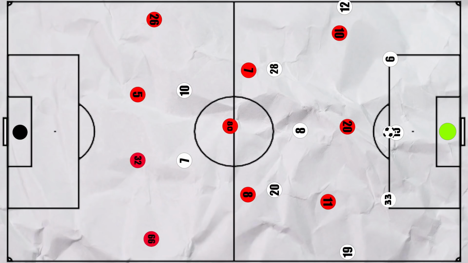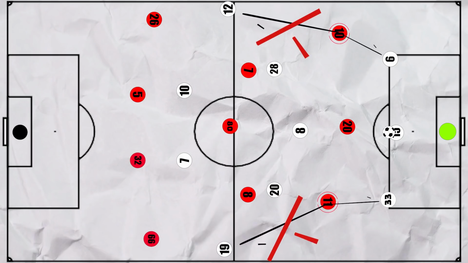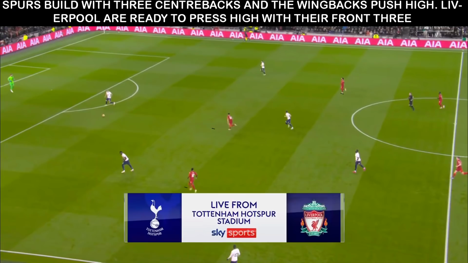Spurs generally built up with a back 3, and their wing-backs advanced high fairly early. And Liverpool's pressing was aided by the wingers opting to press the wide centre-backs rather than the wingers, meaning that they could go man-to-man.